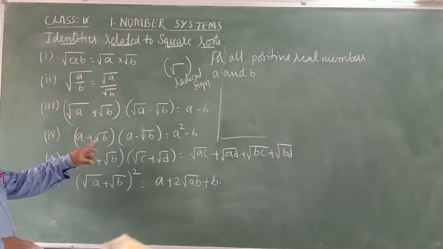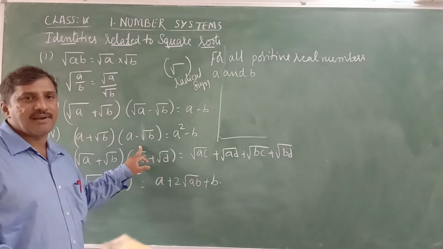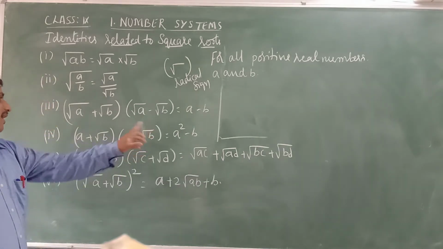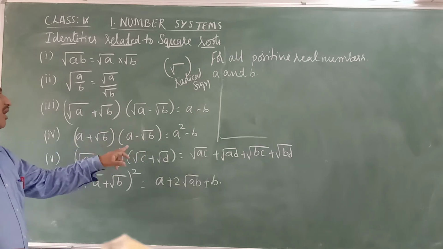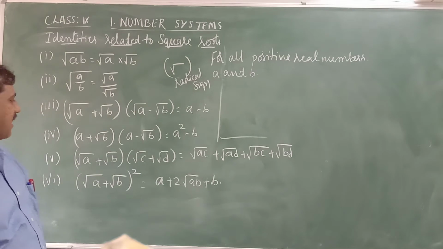Now a plus root b into a minus root b. Again this is also a plus b into a minus b equal to a square minus b square. So a square minus b square, in the sense a square minus square root of b whole square. Square and square root will be cancelled. We get a square minus b.